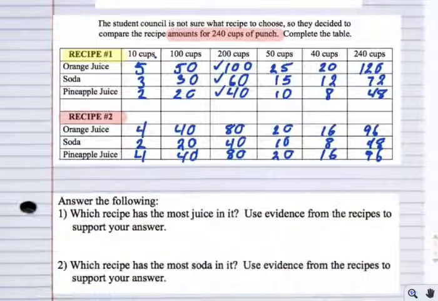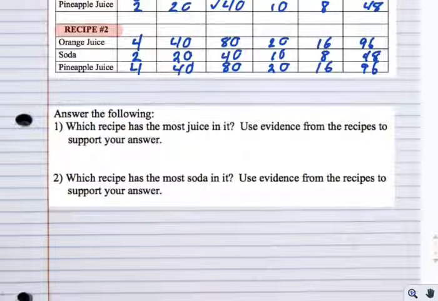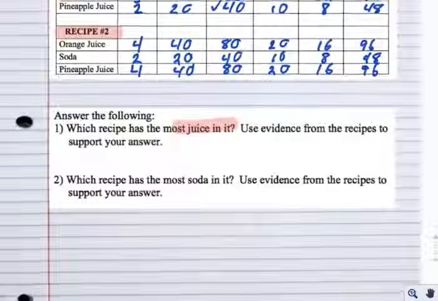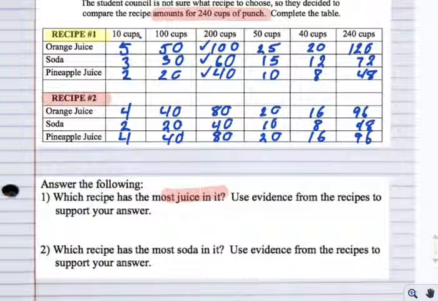As long as I'm organized with my information, this problem should be fairly straightforward. So we're going to answer the 2 questions below. Which recipe has the most juice in it? Remember, the recipes are made up of juice and soda. So I want to use evidence from the recipe to support my answer. I'm going to work with the small numbers, so I'm going to look at the 10 cup recipe.